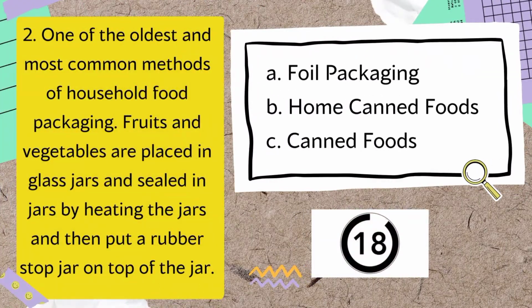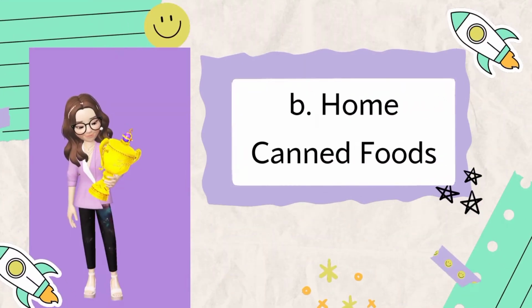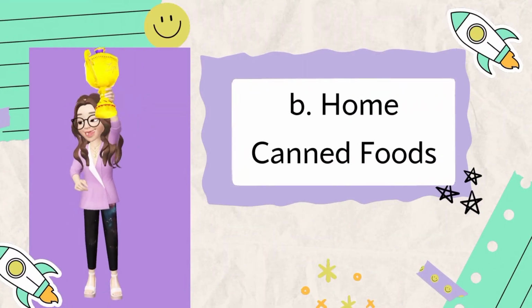2. One of the oldest and most common methods of household food packaging. Fruits and vegetables are placed in glass jars and sealed in jars by heating the jars and then putting a rubber stop jar on top of the jar. A. Foil packaging. B. Home canned foods. C. Canned foods. Answer: B. Home canned foods.